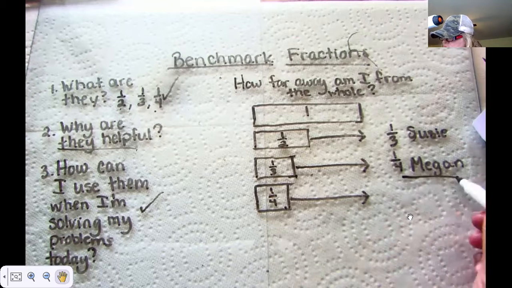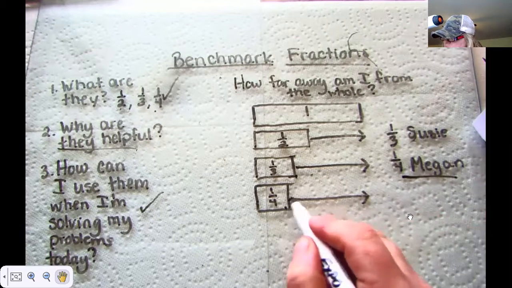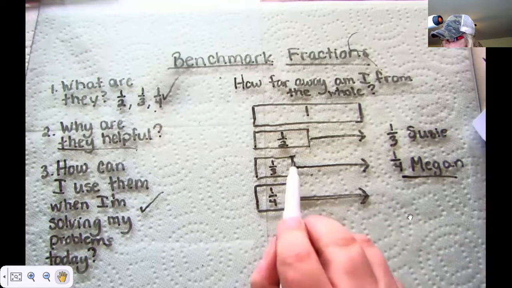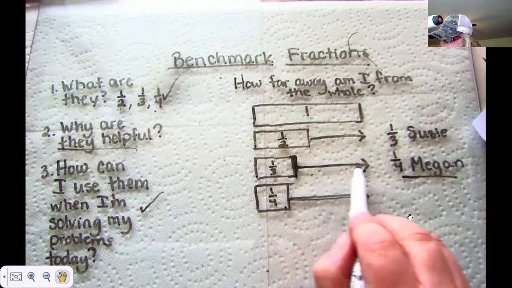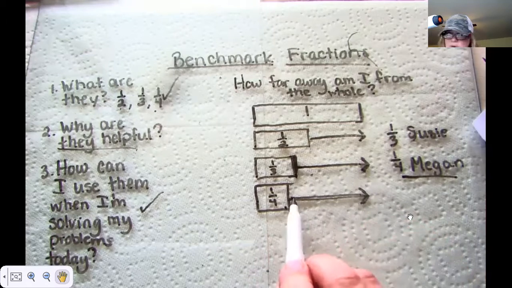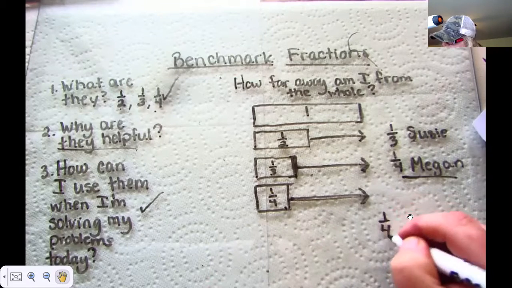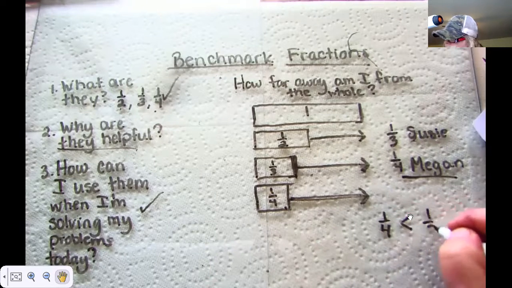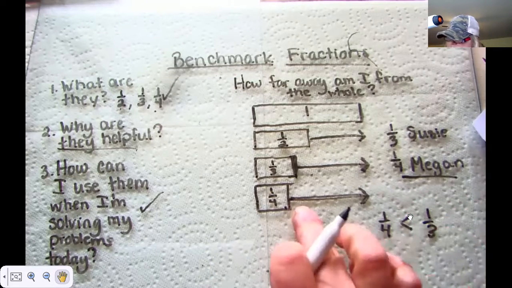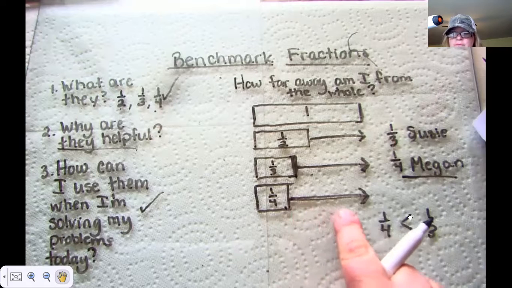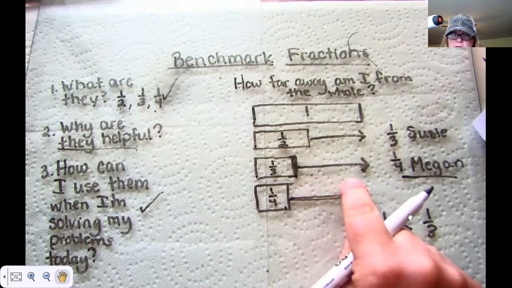Well, Megan has to run more. She has to run this far to reach the whole mile. And Susie has to run this far to reach the whole mile. Megan has to run more because 1/4 is less than 1/3. Megan's 1/4 isn't as far as Susie's 1/3, right? So Megan has to run further than Susie has to run, okay?